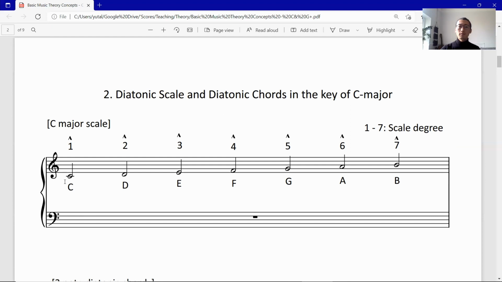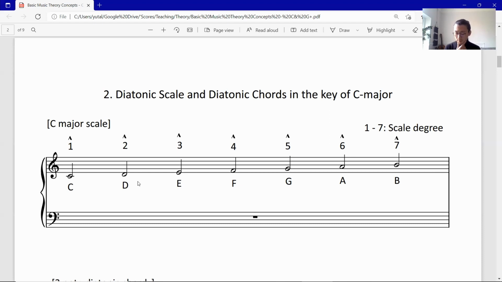So I'm talking about the distance. Let's see, from C to D, we call it the whole step. Whole step is a term used as an interval, and D to E is also a whole step, and E to F is called a half step. So why? Because C to D is a whole step.